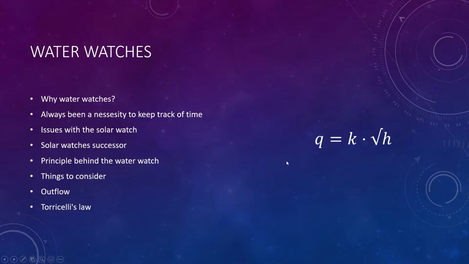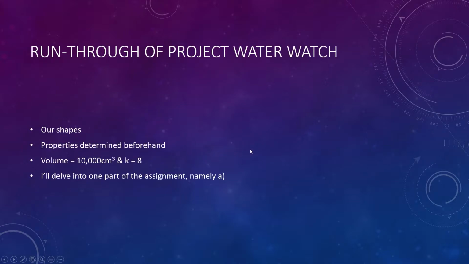Now let's go into our project. The shapes that we chose to work with were a cube and a cone. We would have originally liked to work with a cone and a hemisphere, but we ran into some calculation errors that no one seemed to be able to surpass, so we substituted the hemisphere for a cube. And some properties were determined beforehand.